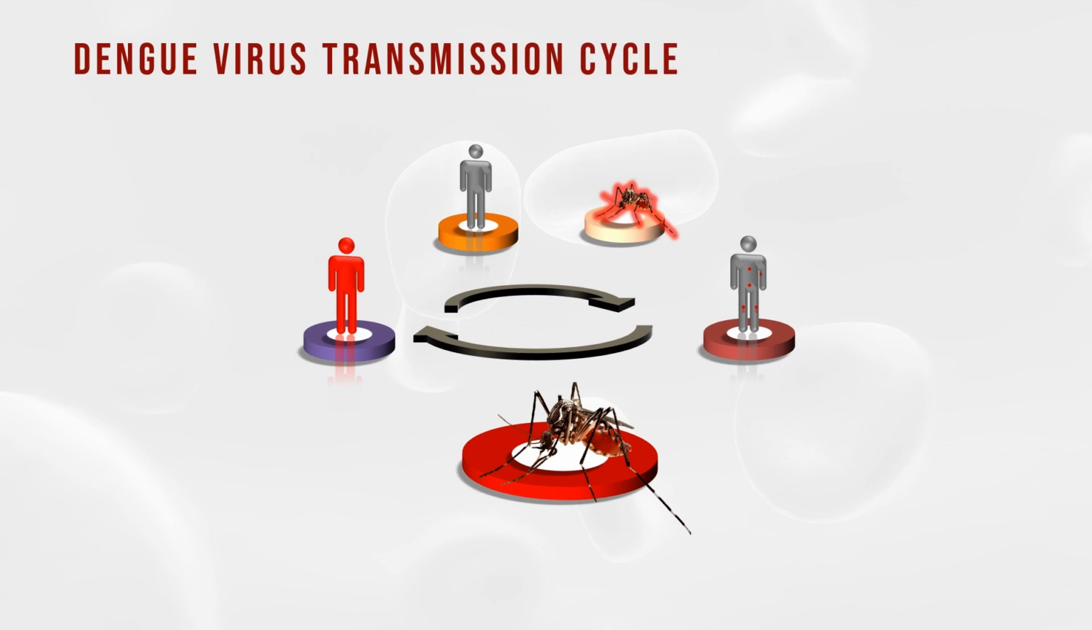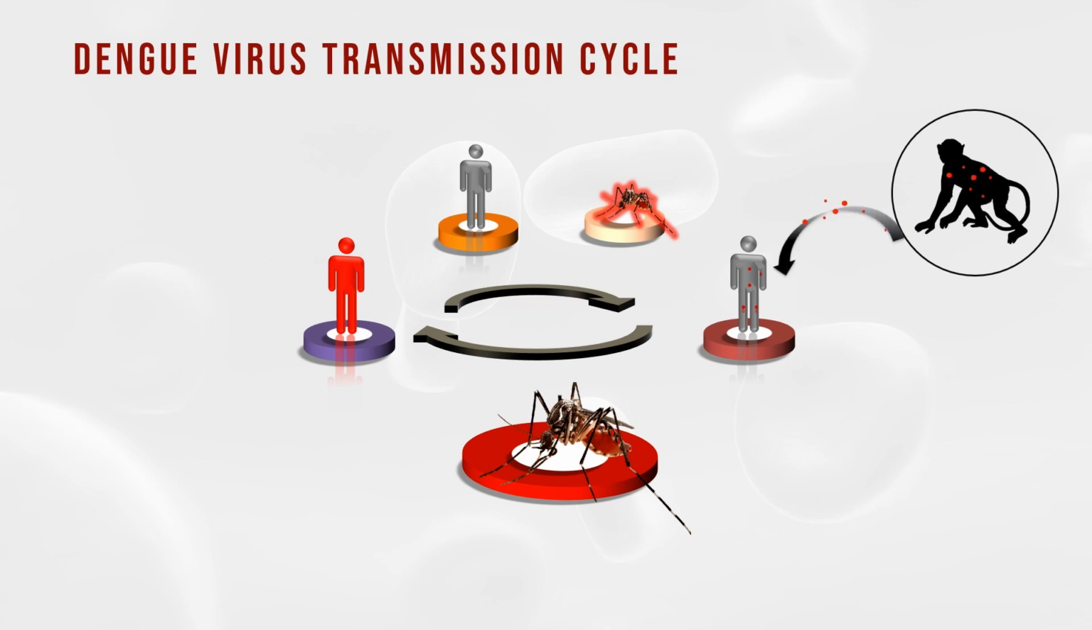Let's look at the dengue transmission cycle. How does the dengue virus spread? Scientists have hypothesized that the dengue viruses evolved in non-human primates and jumped from these primates to humans in Africa or Southeast Asia between 500 and 1000 years ago. This makes humans the primary host and source of the virus.